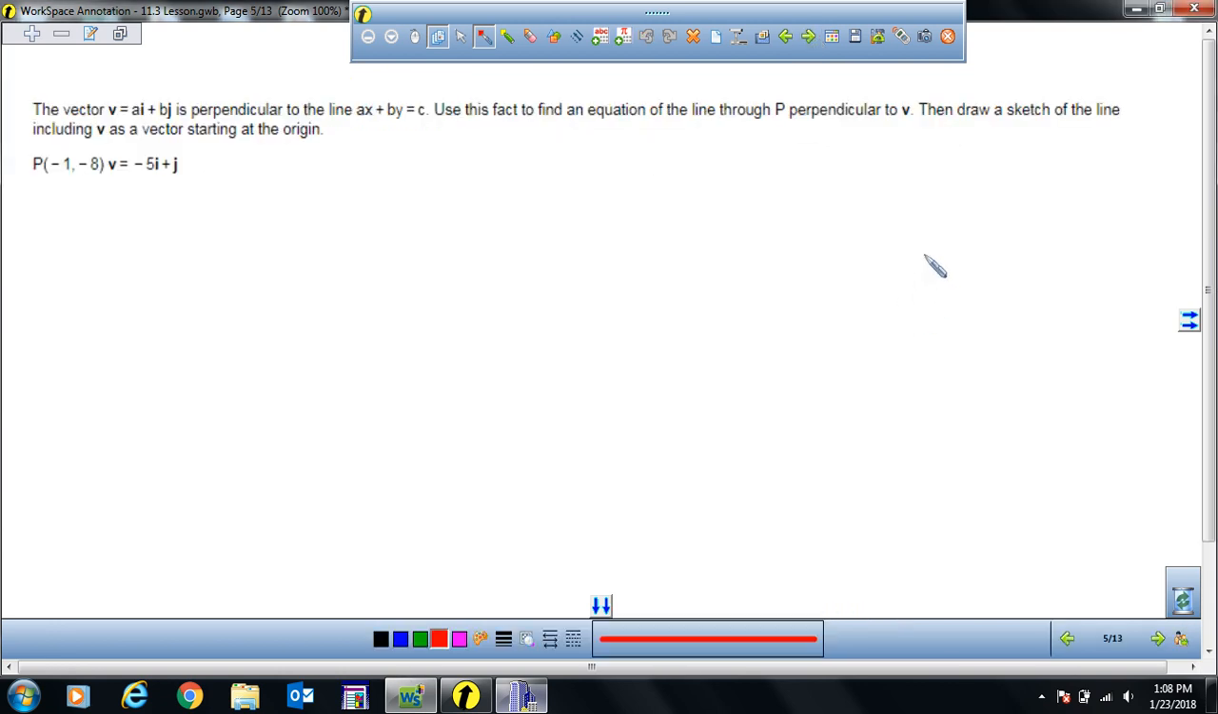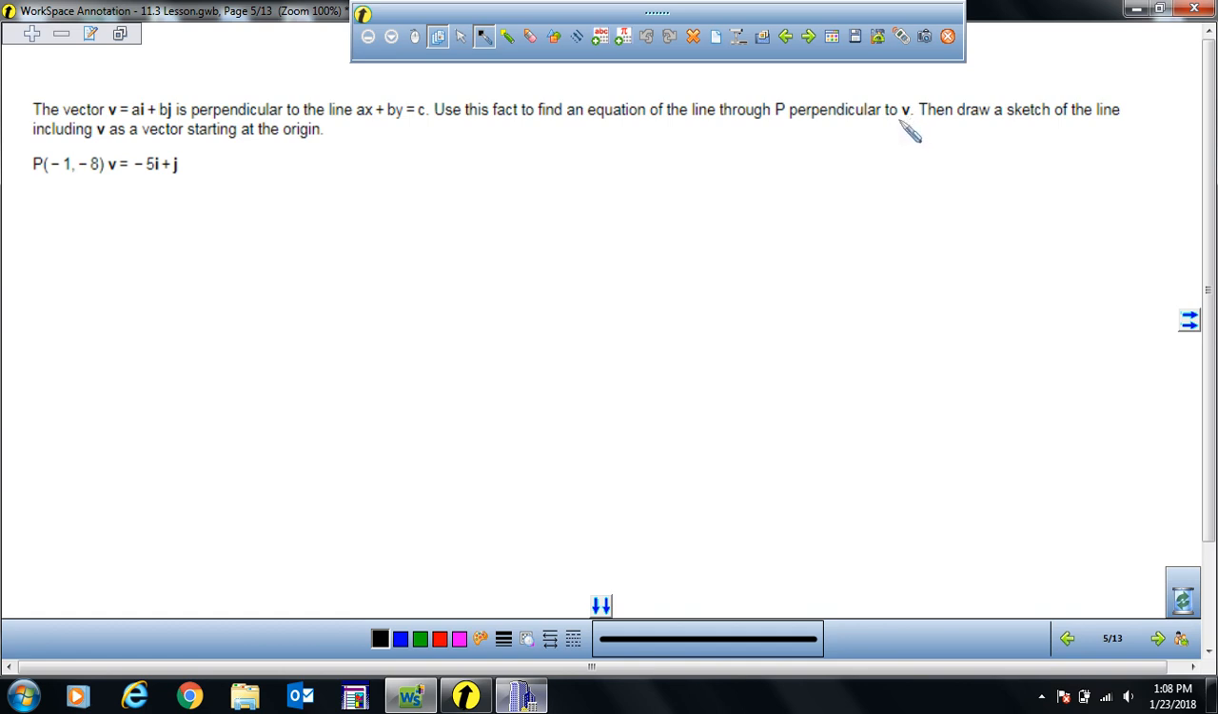Now this is another application of vectors here. So it says the vector V equals AI plus BJ is perpendicular to the line AX plus BY equals C. Use this fact to find an equation of a line through P perpendicular to V.